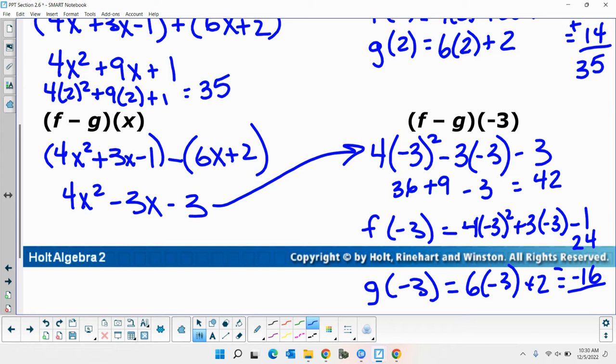3 minus 6 is negative 3, right? Negative 1 minus 2 is negative 3, right? Okay, so I did that right. So I plugged it in right up here, right? Positive 9 times 4 is 36.